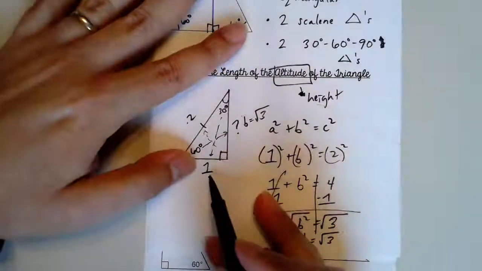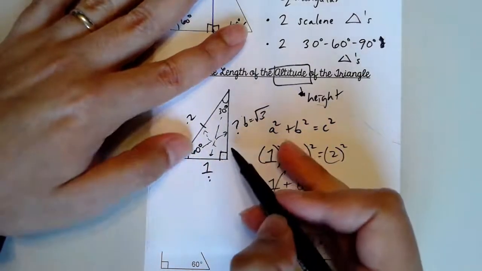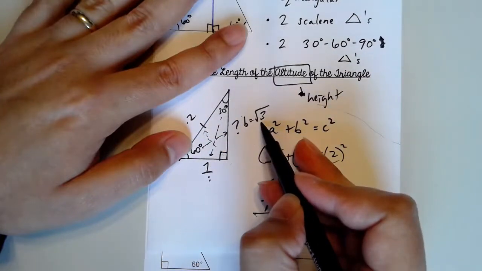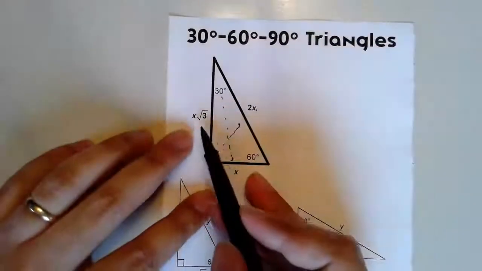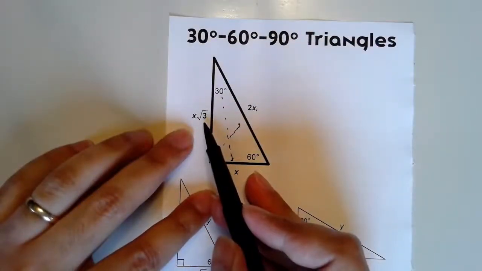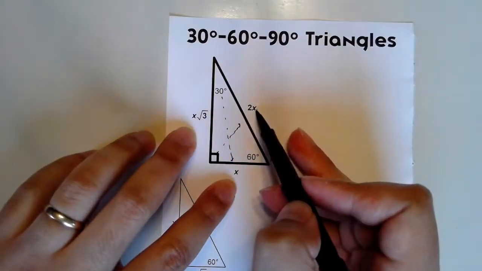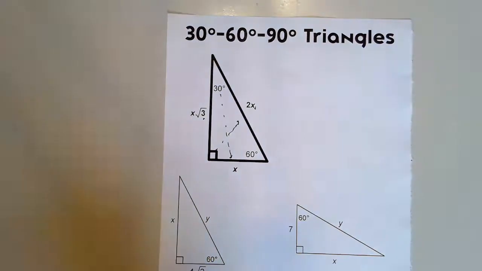This is 1. If I multiply times the square root of 3, I will get the medium side, or the biggest leg opposite 60, which is the square root of 3. That's where this comes from here. Okay? So if I know the smallest side, I double it to make the hypotenuse. I multiply times the square root of 3 to make the longer leg. Okay, so let's look at number 1.